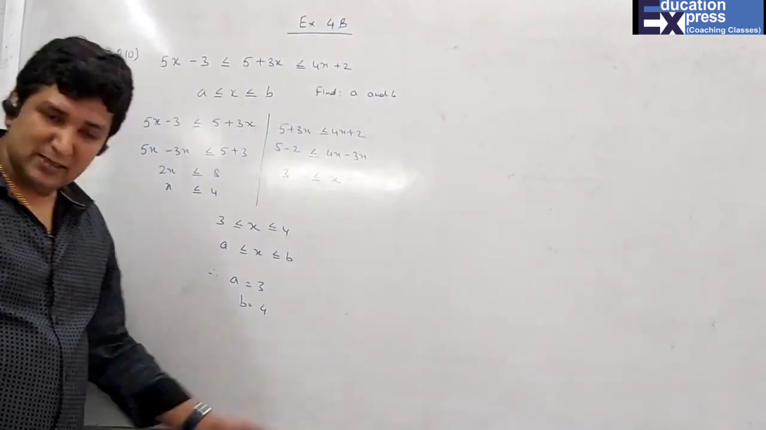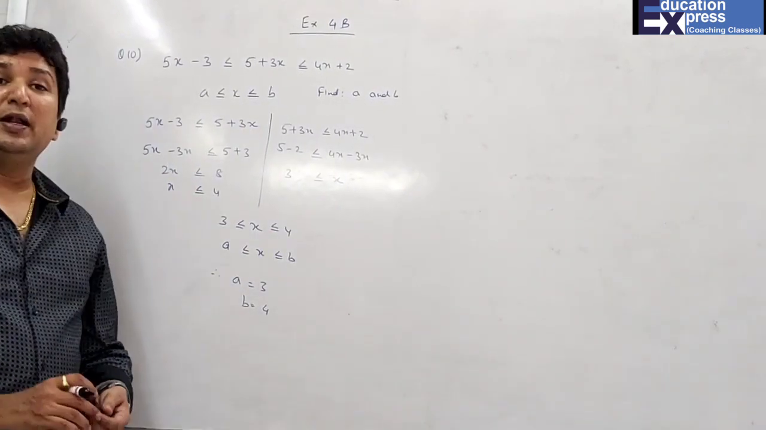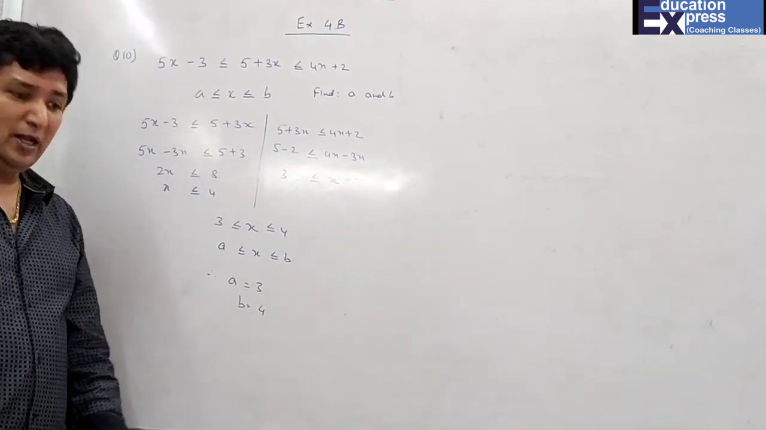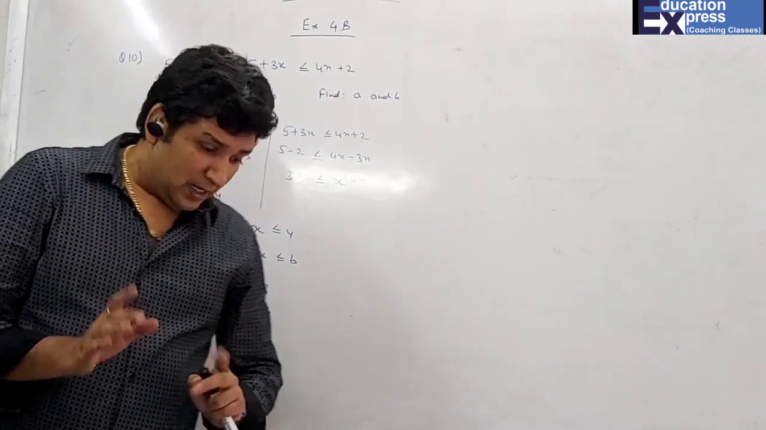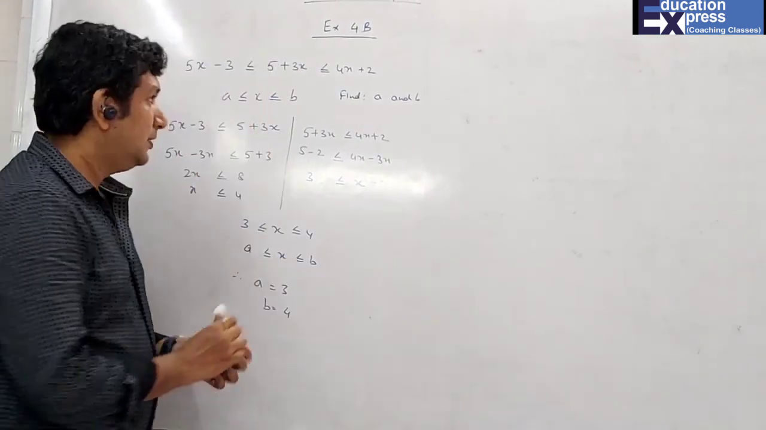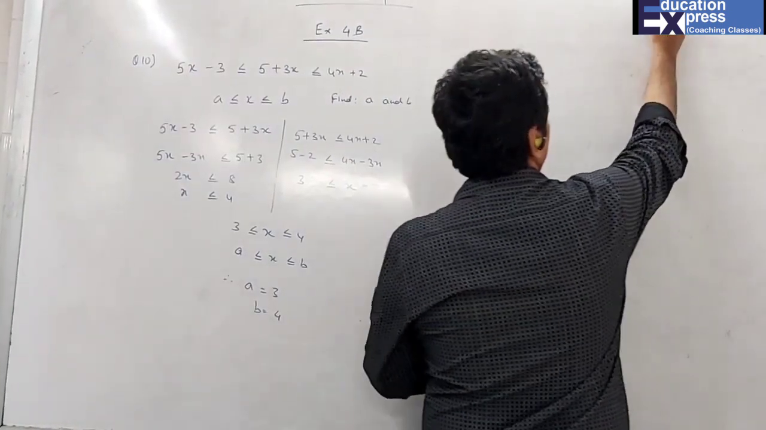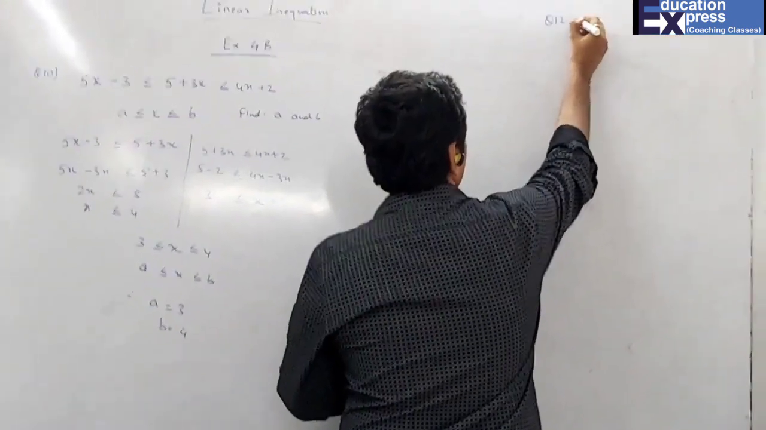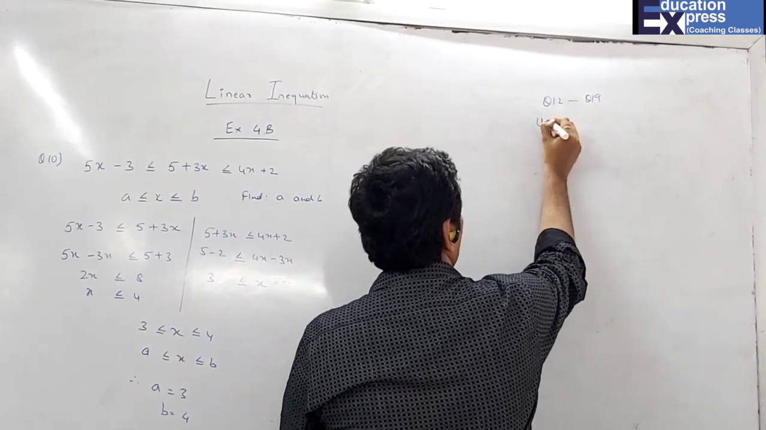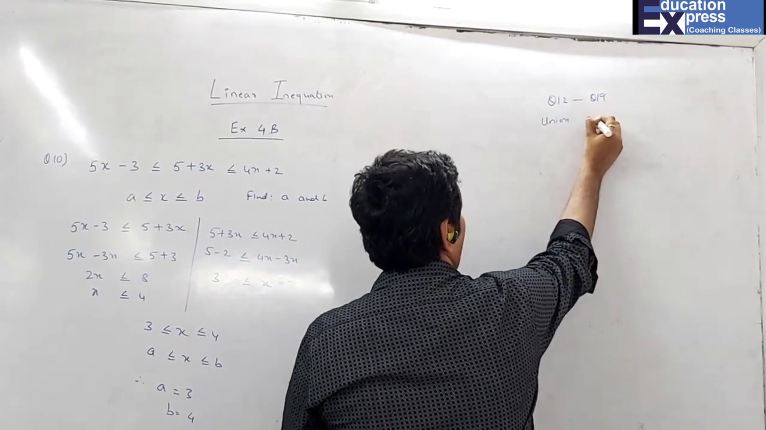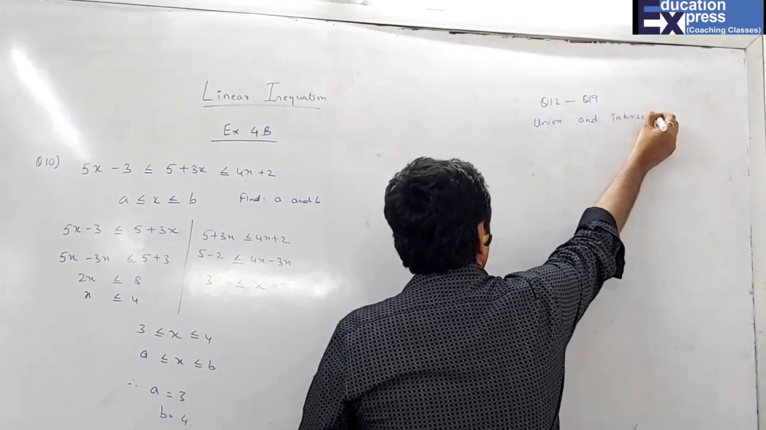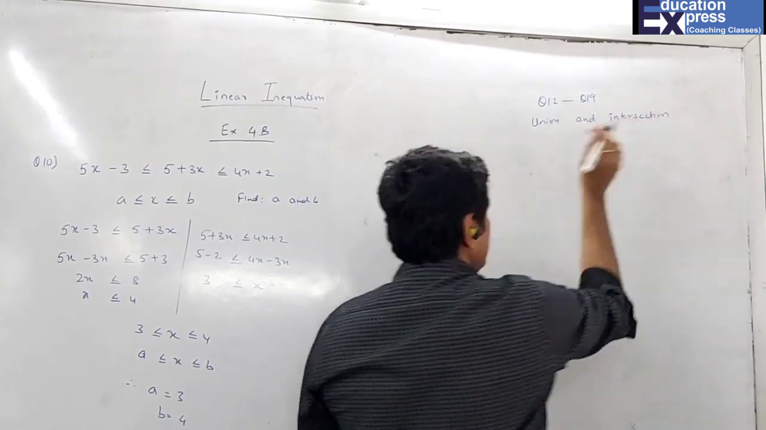Now students, with this, we have finished till question number 11. Please note, we have finished till question number 11. Now question number 12 to 19. I repeat, question number 12 to question 19, they have one concept of union and intersection. This is what we have to do.